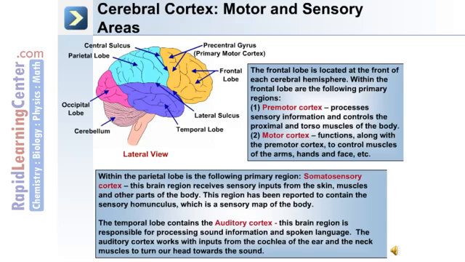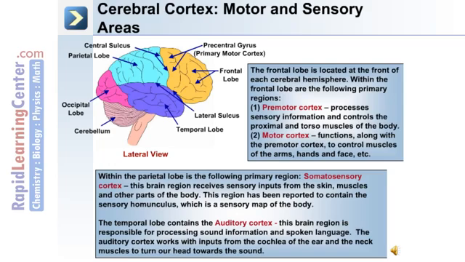Within the parietal lobe is the following primary region: the somatosensory cortex. This brain region receives sensory inputs from the skin, muscles, and other parts of the body. This region has been reported to contain the sensory homunculus. This is the sensory map or somatotopic map of the body.